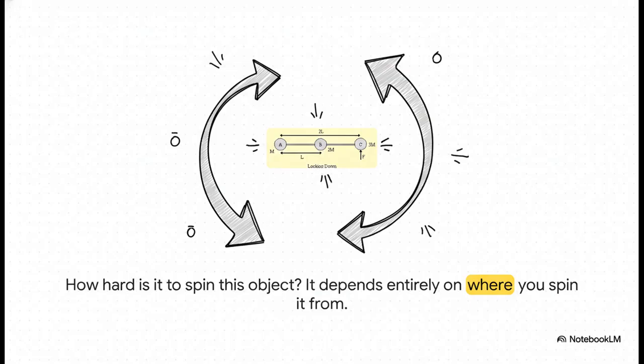All right, take a look at this system. We've got three masses, m, 2m, and 3m, all connected by some lightweight rods. Now, the big question is, how hard is it to get this whole contraption spinning?